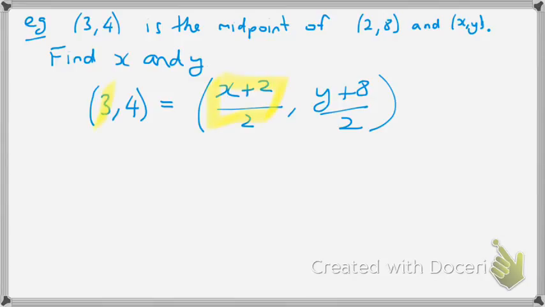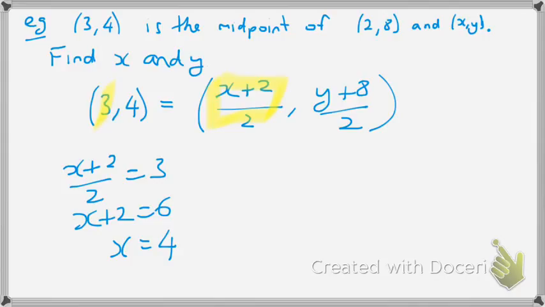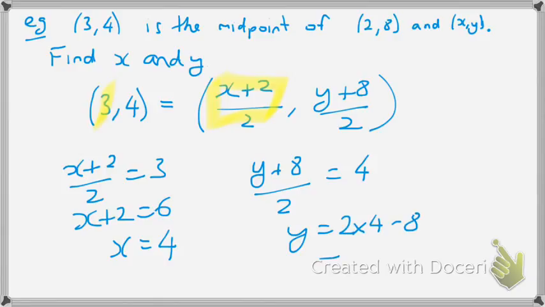First one's in yellow. So the yellow one's giving me x plus 2 on 2 is 3. X plus 2 is 6, so x is just 4, and then the leftovers, I think I meant to say, so y plus 8 on 2 is 4, so y equals 2 lots of 4 minus 8, which is 0. Done. Okay. Quiz question now, I hope anyway.